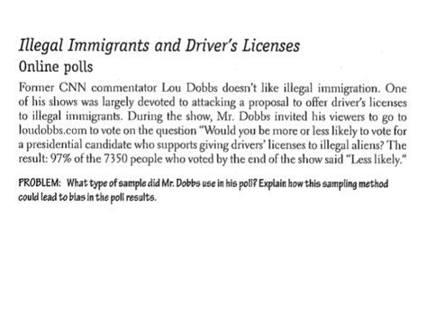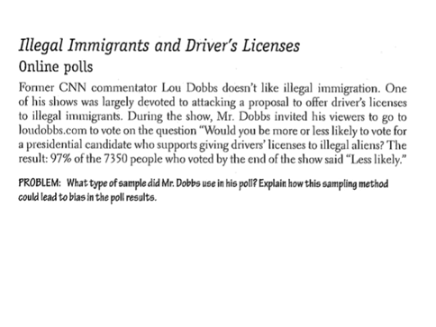An example that ties up all of those vocabulary words we just spoke of: former CNN commentator Lou Dobbs doesn't like illegal immigration. One of his shows was largely devoted to attacking a proposal to offer driver's licenses to illegal immigrants. During the show, Mr. Dobbs invited his viewers to go to loudobbs.com to vote on the question, would you be more or less likely to vote for a presidential candidate who supports giving driver's licenses to illegal aliens? The result: 97% of the 7,350 people who voted by the end of the show said less likely.